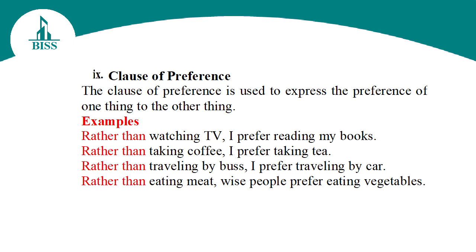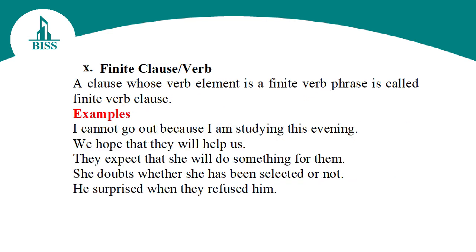Clause of preference is the ninth kind of dependent clause. Clause of preference. The clause of preference is used to express the preference of one thing to another thing. Rather than watching TV, I prefer reading my books. Rather than taking coffee, I prefer taking tea. Rather than traveling by bus, I prefer traveling by car. Rather than eating meat, wise people prefer eating vegetables.